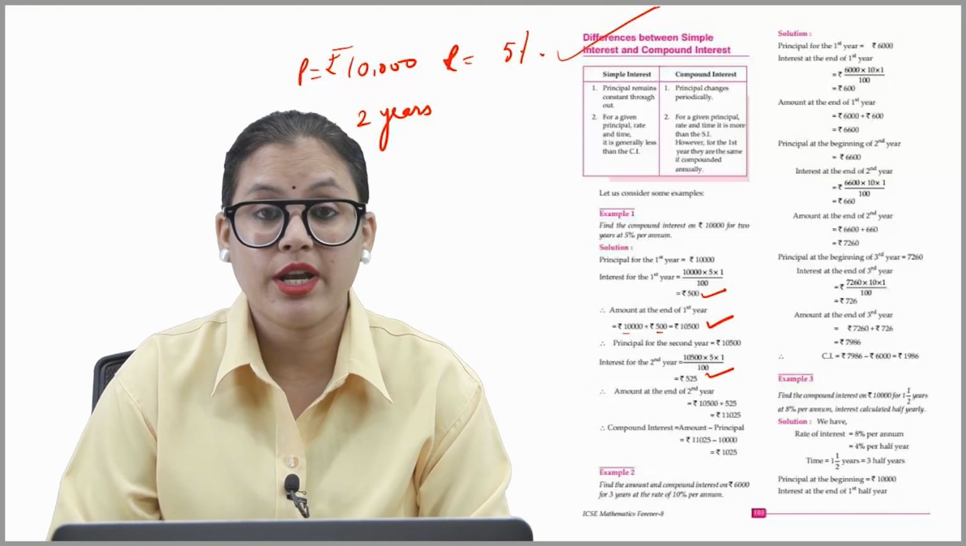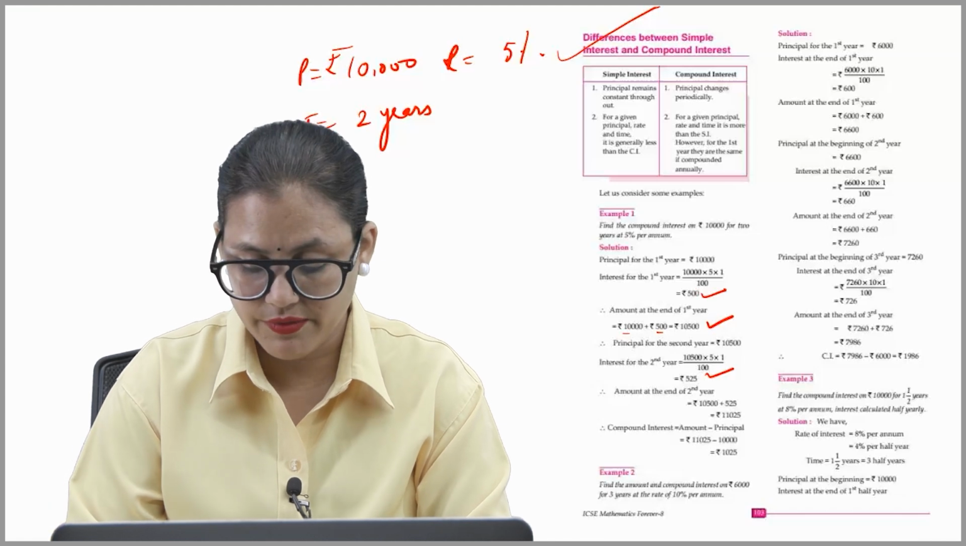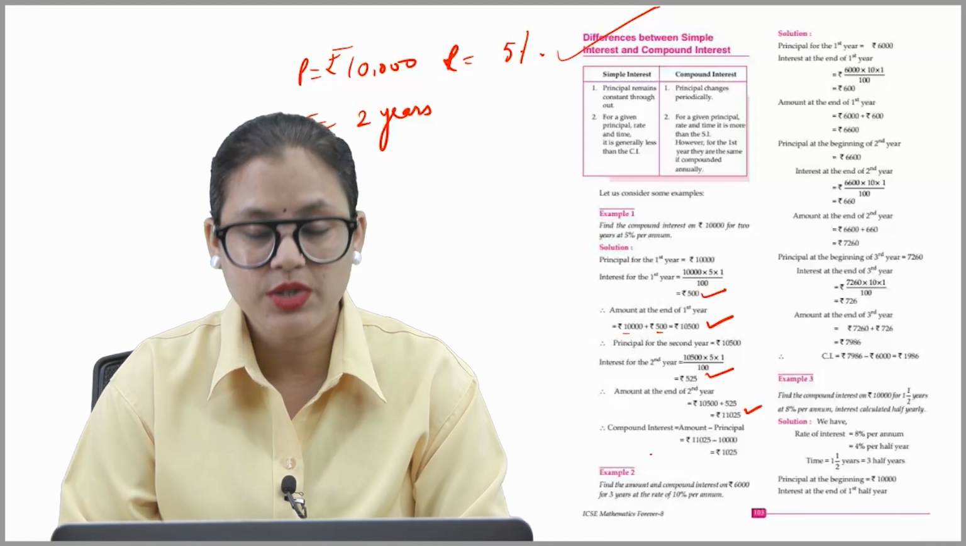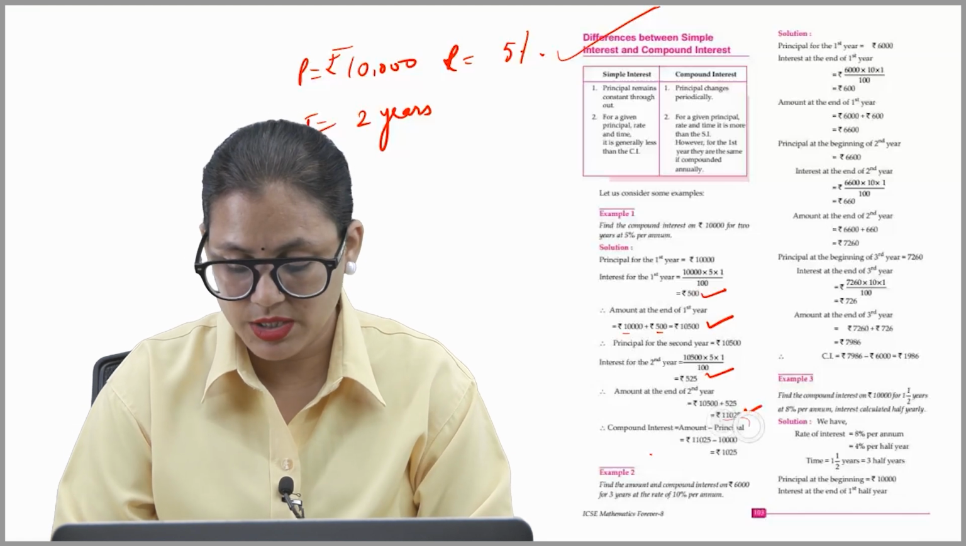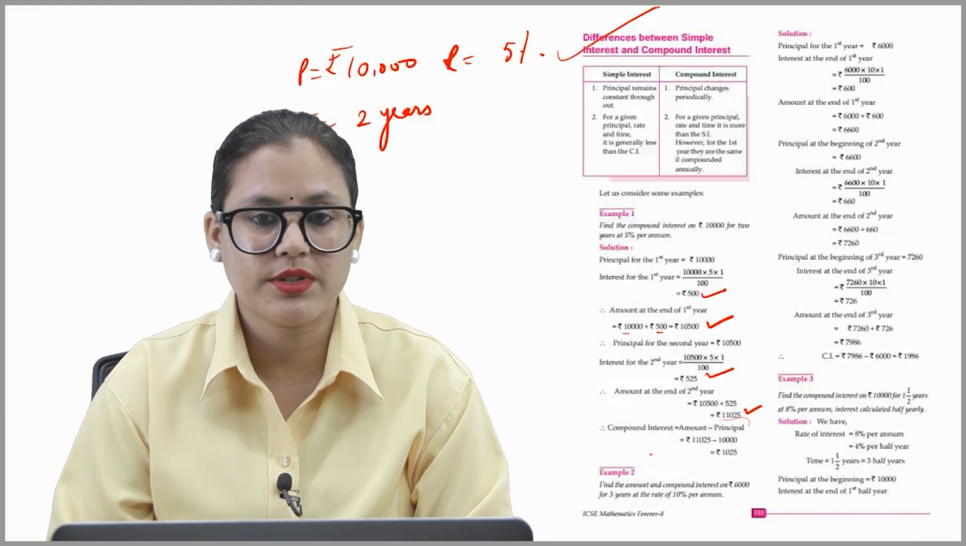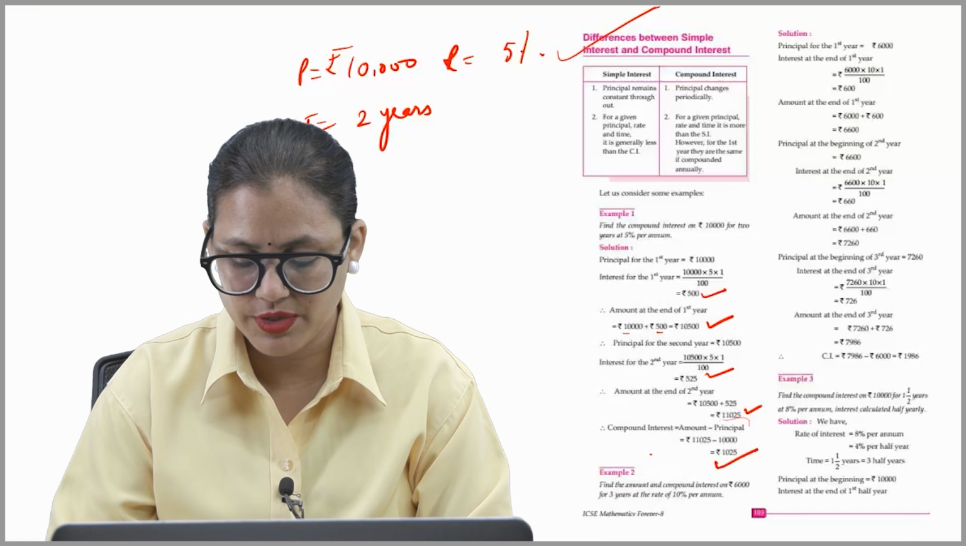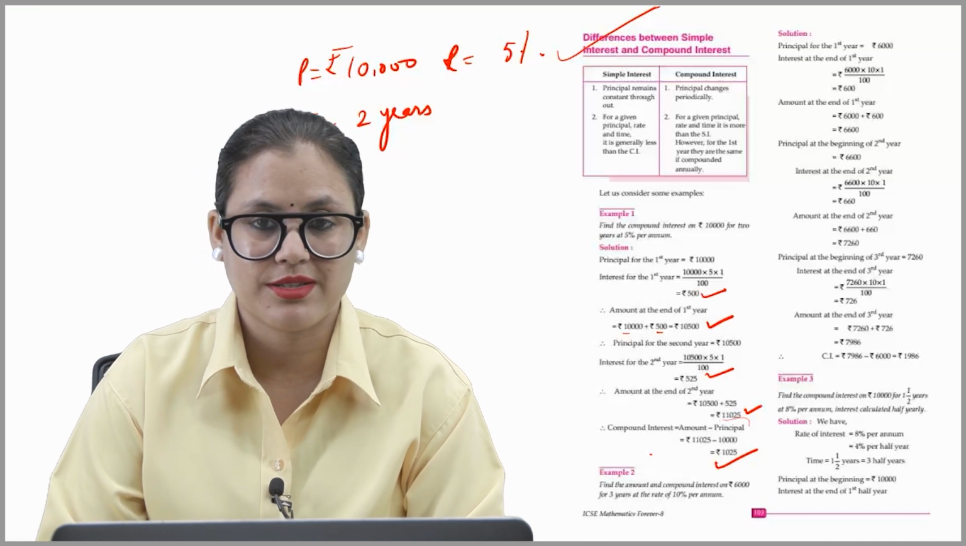525. Now the amount at the end of the second year is 11,025. So how are we going to find the compound interest? Amount minus principal. This is the amount and the principal is of course 10,000. So 1,025. This is the compound interest. Okay.